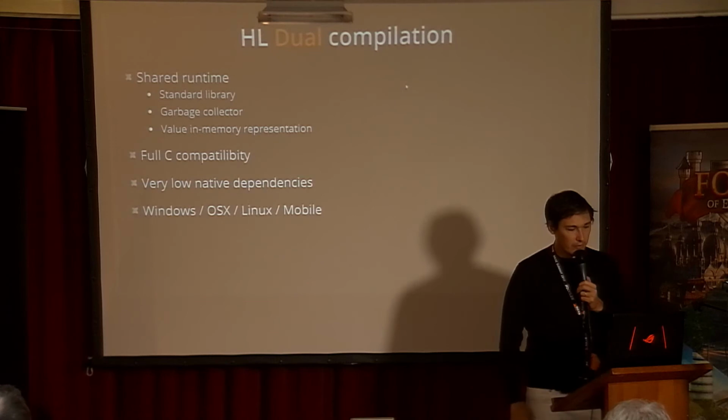So it has full C compatibility, which means that the way we JIT things is exactly the same. The compiler will compile the C files, which means that the values are compatible between C and HL, which is also nice. We have very low native dependencies, in terms of the scope of the standard library is quite small, so it's very easy to adapt to new targets. I will talk a bit more about that later.